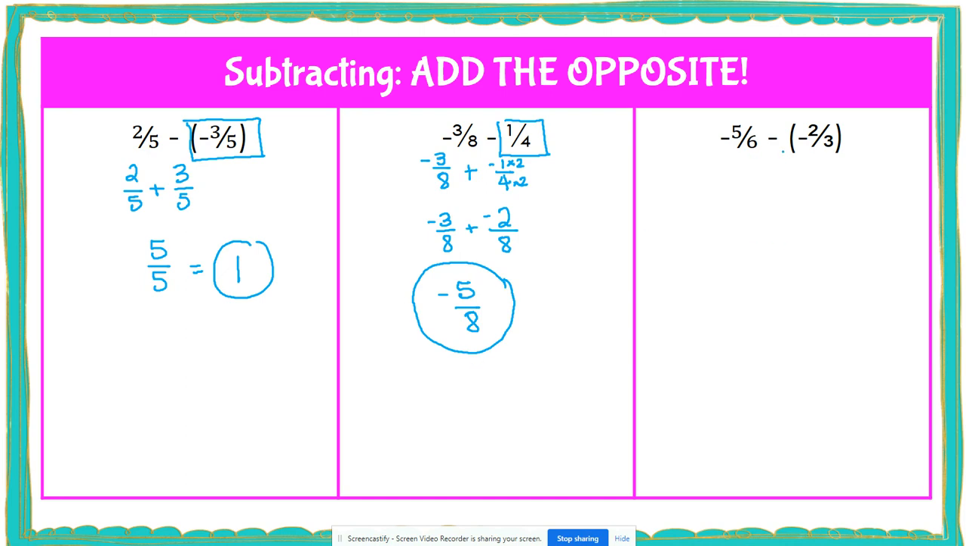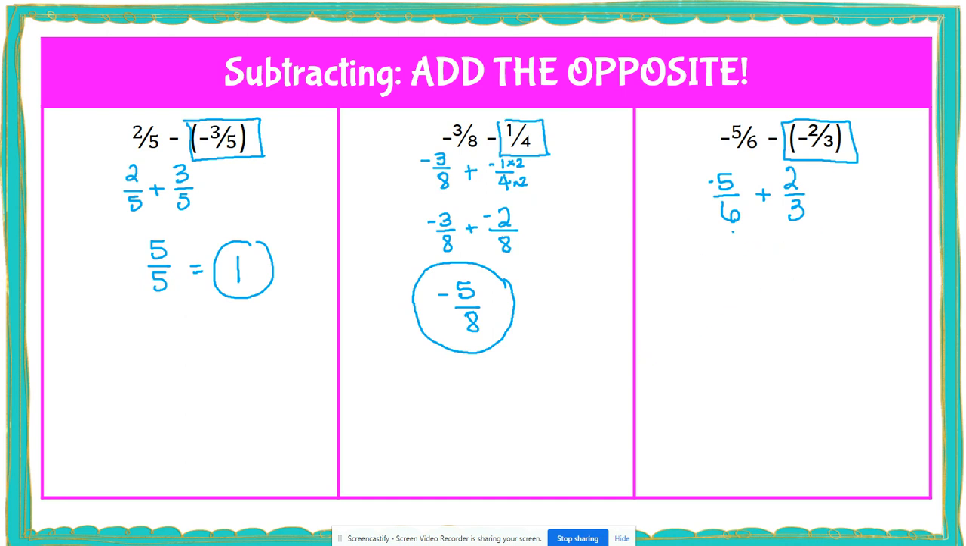Now let's do negative 5/6 minus negative 2/3. To rewrite this as an addition problem, I'm going to keep negative 5/6, change subtract to add, and then I'm going to find the opposite of negative 2/3. The opposite of negative 2/3 is positive 2/3.